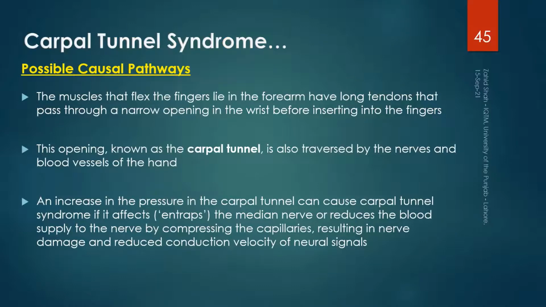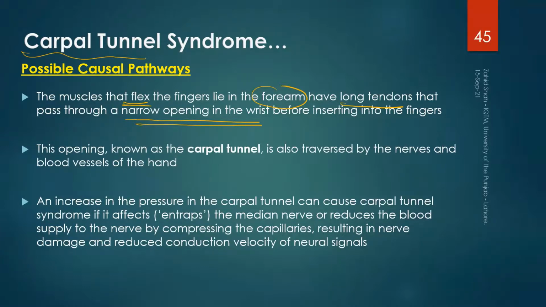The muscles that flex the fingers lie in the forearm, something that we have discussed, that flexor muscles are in the forearm, and they have long tendons that pass through a narrow opening in the wrist. That opening is called the carpal tunnel. Finally, these tendons insert into the fingers. This opening, the carpal tunnel, is also traversed by the nerves and blood vessels of the hand. It is a narrow passage that is surrounded by many body structures. There are tendons, there are ligaments, and there are carpal bones as well.